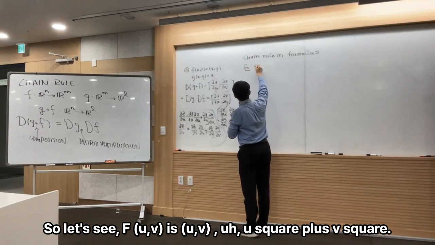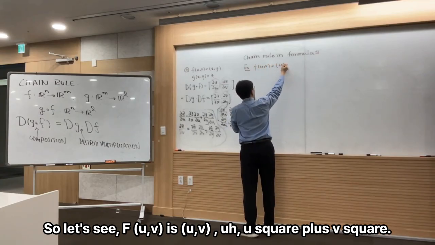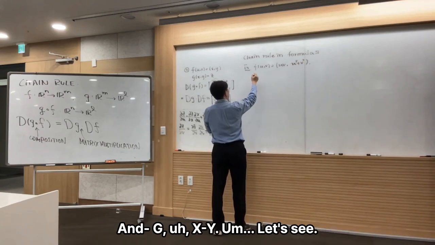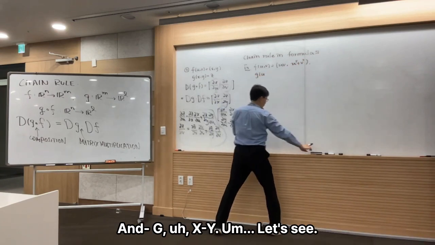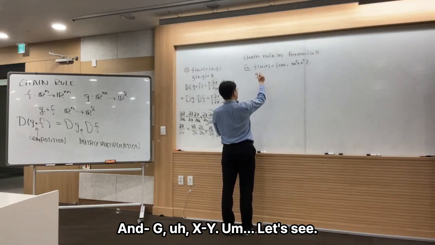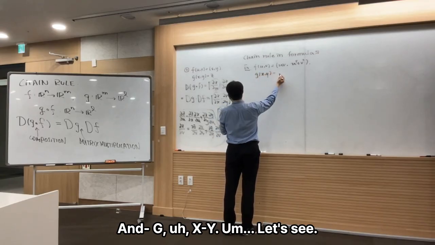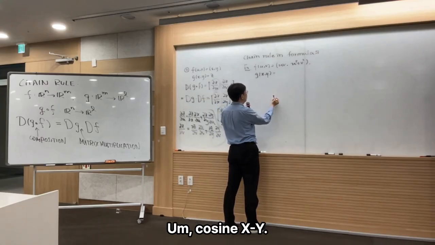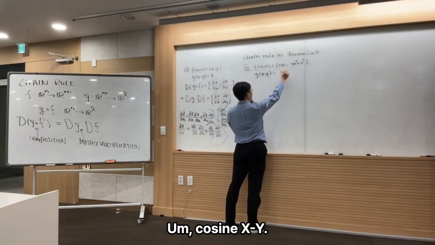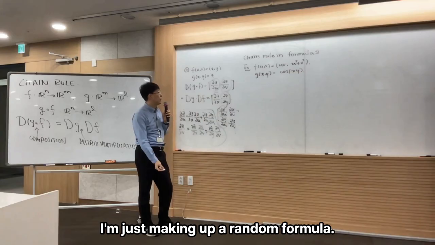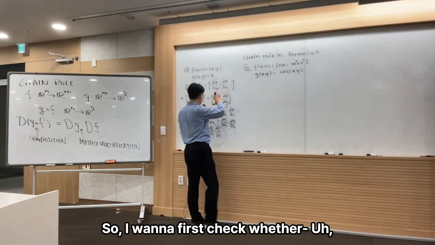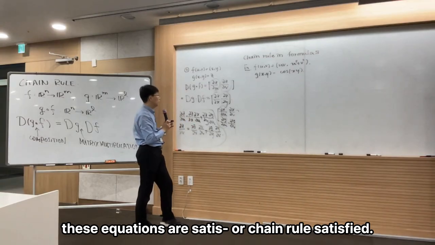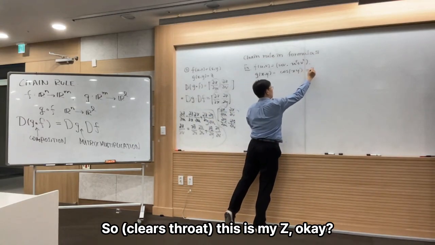So let's see, f(u,v) is (uv, u squared plus v squared), and g(x,y) is, let's see, cosine xy. I'm just making up a random formula. So I want to first check whether the chain rule equations are satisfied. So this is my z, okay?